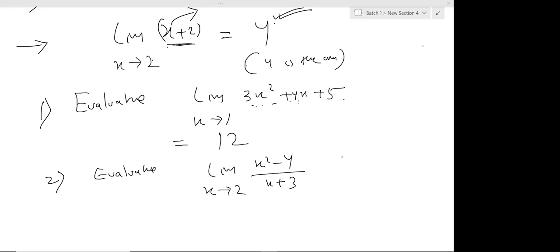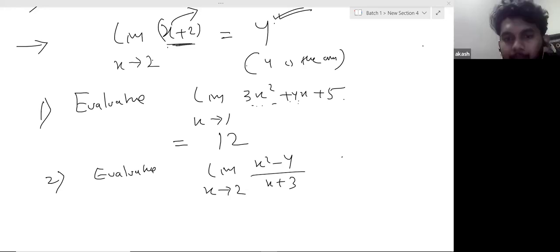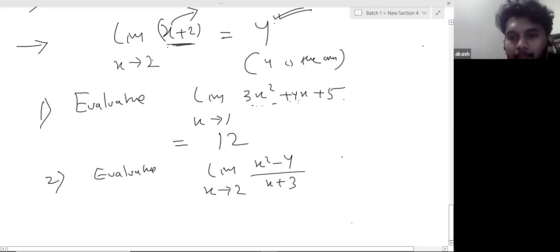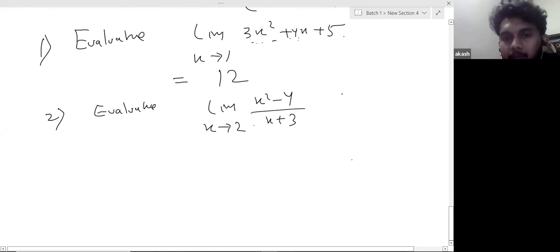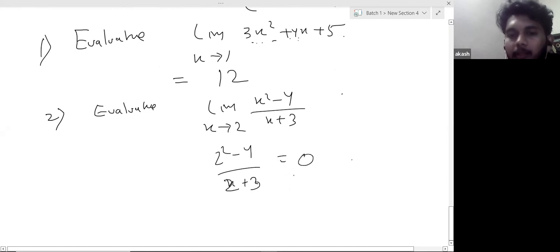Yes, Rafia, you are not getting 0 by 0 here, right? Just put the value of x equals 2. You are getting 2 square minus 4 upon x plus 3, which is 2 plus 3. So 2 square is 4, minus 4 upon 5 is 0 only, not 0 by 0. This is 0 by 5, and 0 by 5 is equal to 0. And 0 is a real value. All right, real number.